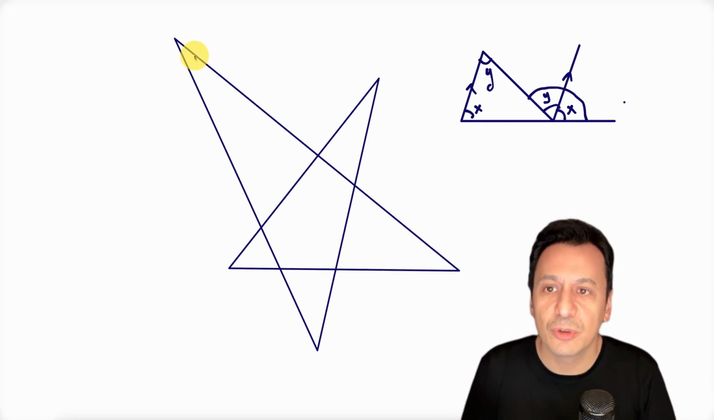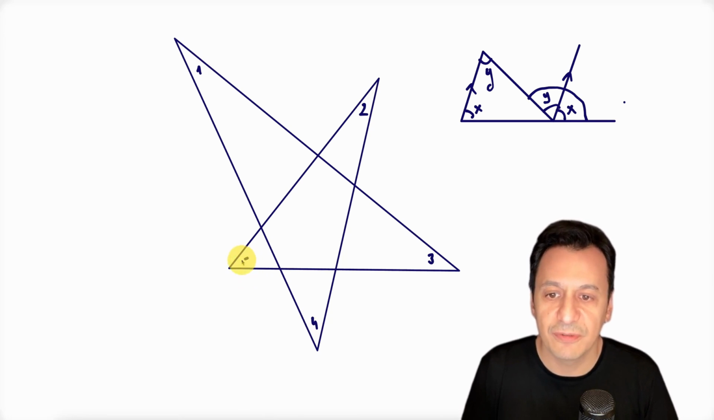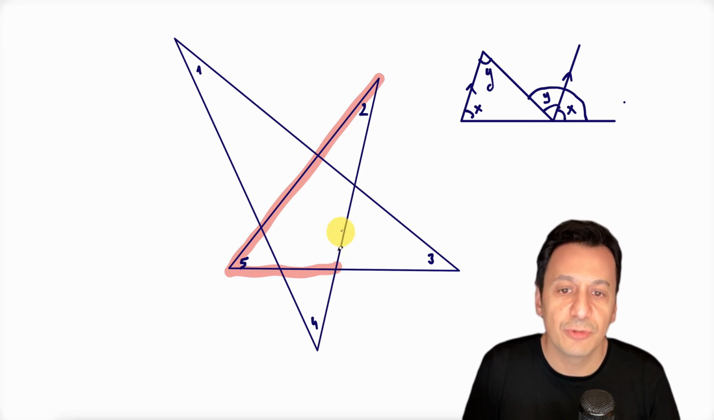Now, let's name the acute angles here. Let's call this 1. Let's call this 2. Let's call this 3. Let's call this 4. And let's call this 5. Now, let's continue solving our question by using the initial information here.